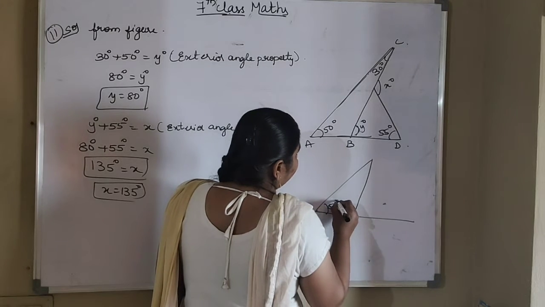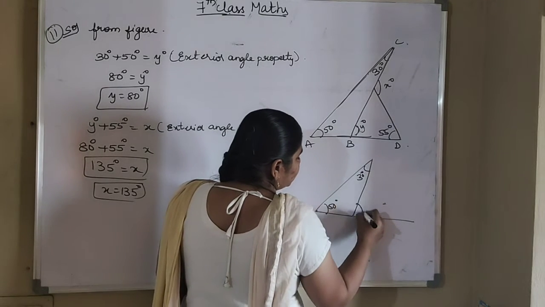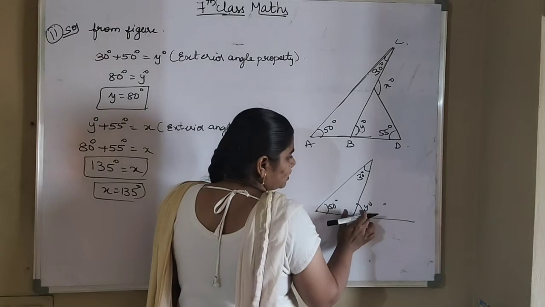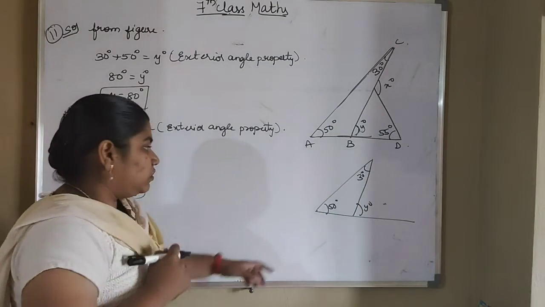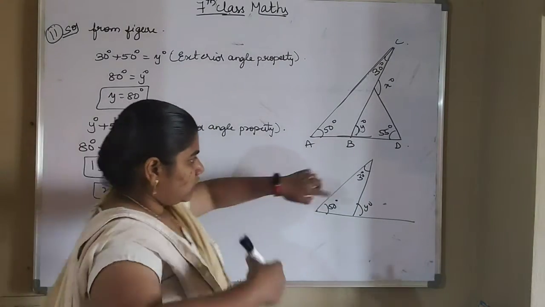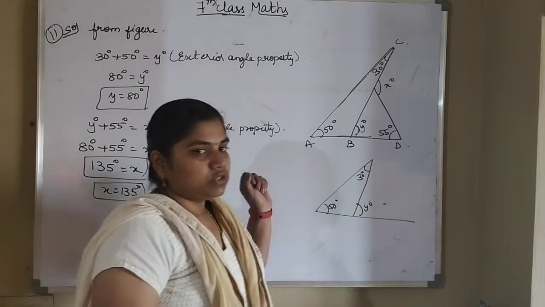Here 50 they have given. This is 30. This is y. So for this triangle, this is the outer part. Okay, so this will become the exterior angle. So sum of two interior angles will be equal to the exterior angle.